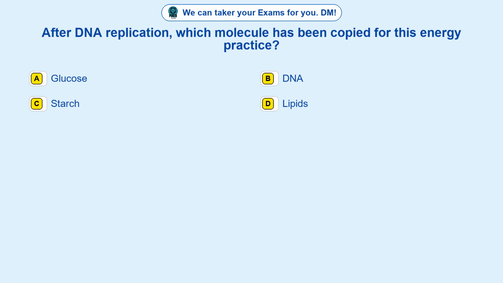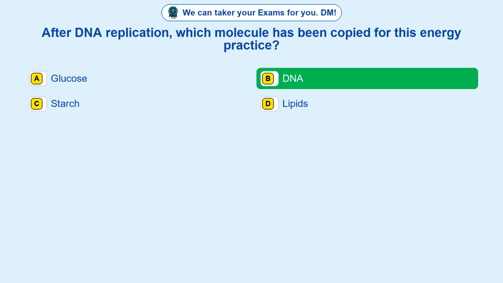Question 3. After DNA replication, which molecule has been copied for this energy practice? Option A, glucose. Option B, DNA. Option C, starch. Option D, lipids. The correct answer is option B, DNA.